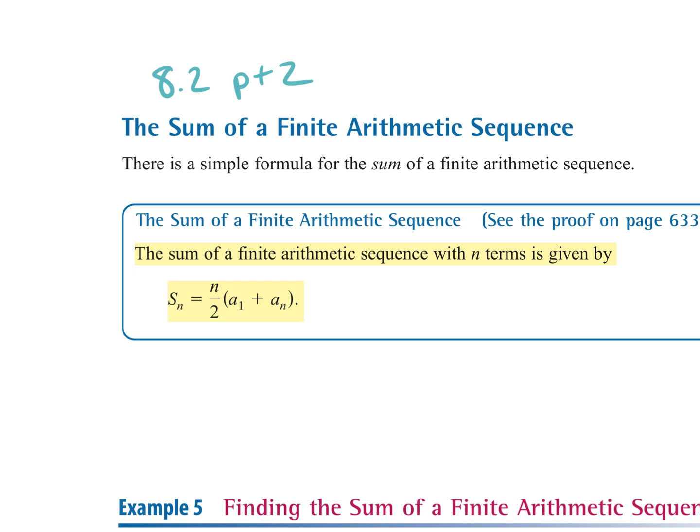So when we find the sum of an arithmetic sequence, remember an arithmetic sequence is when we add to get from one term to the next. The sum is when we add up all of our terms together. So we have a formula for our sum of a finite arithmetic sequence. Finite meaning that it has an ending. So our formula for the sum is n over 2, where n is the number of terms, times a sub 1, which is our first term, plus a sub n, which is our last term.